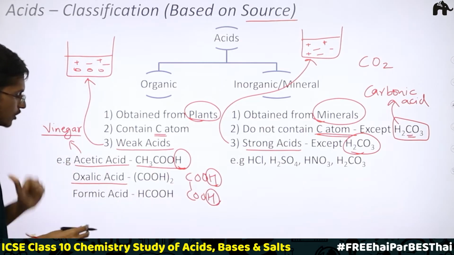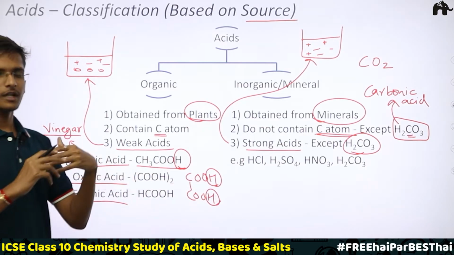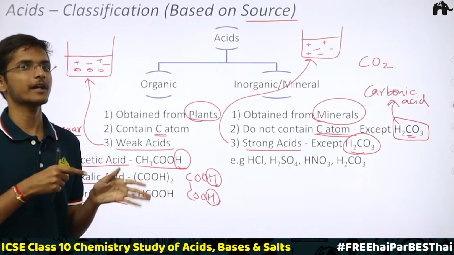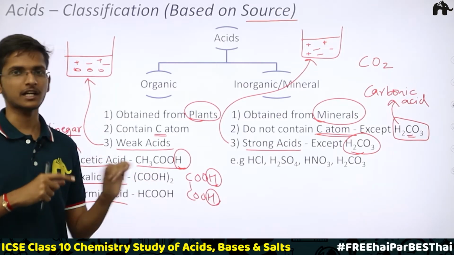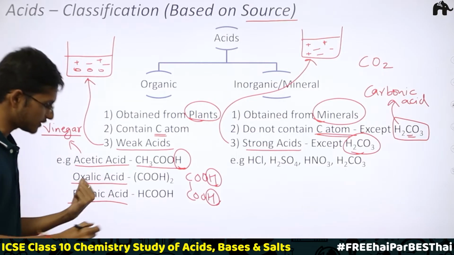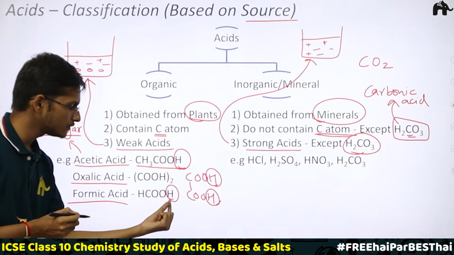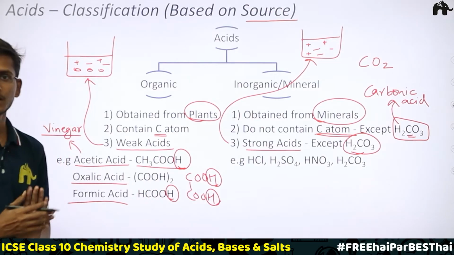Okay, and in case of formic acid, right now, have you clicked anything by reading this formic acid word? Ant injects formic acid in our body, right? I have told you. So here comes formic acid. It is only here, this acid is only willing to give this hydrogen. Okay, so it has only one ionizable hydrogen atom.